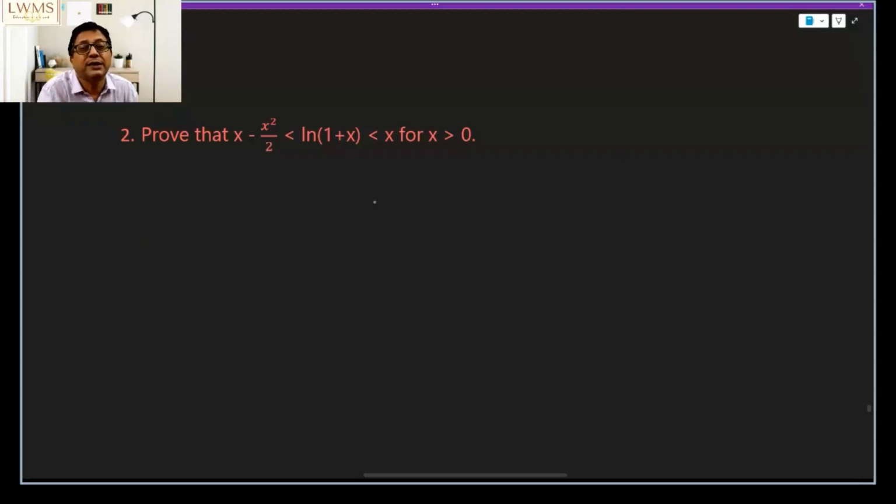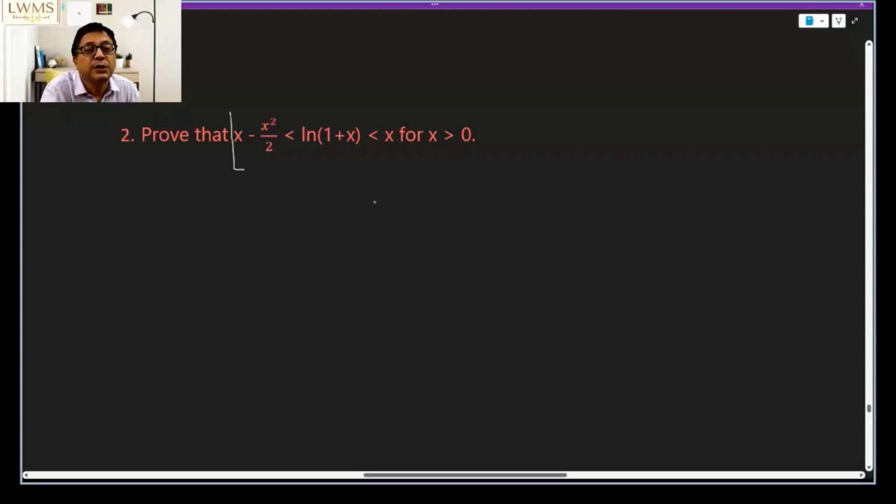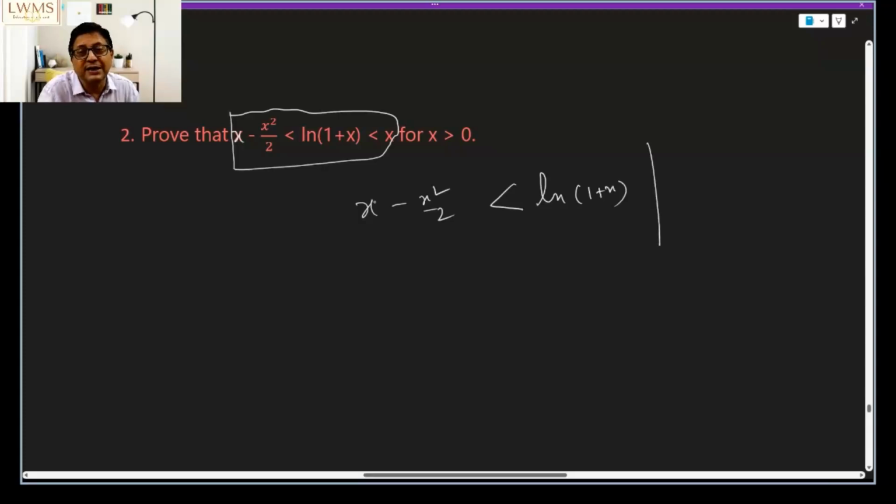Prove that, two inequations are there together. This is x, small x. Prove that x minus x square by 2 less than ln(1 plus x). At the same time, ln(1 plus x) less than x. Clear? Understood?